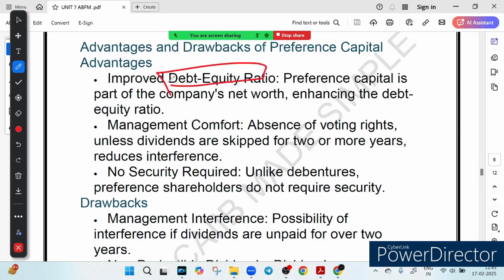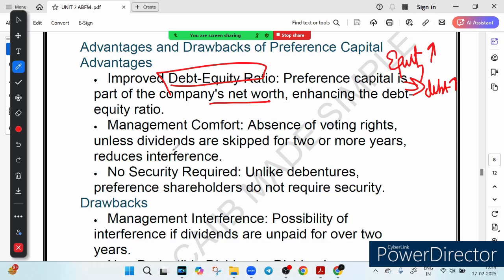It improves the DER because since preference capital is counted as a part of the company net worth, it helps improve the company financial standing, making it easier to borrow more if needed. So this enhances the DER. Now, because this equity part increases, the DER ratio obviously increases, so the company can take more debt.